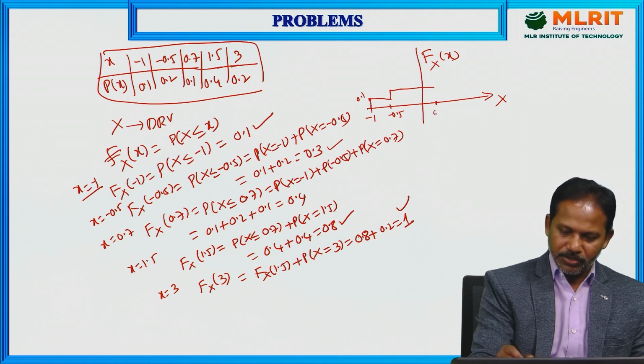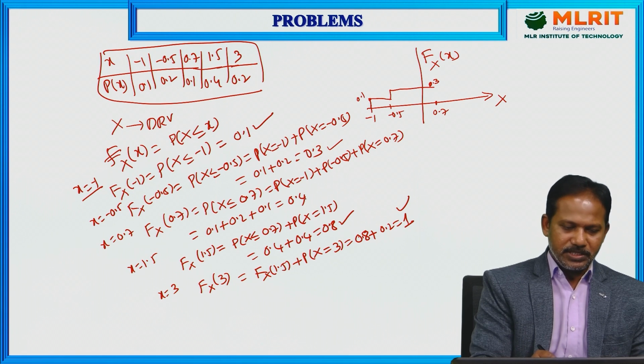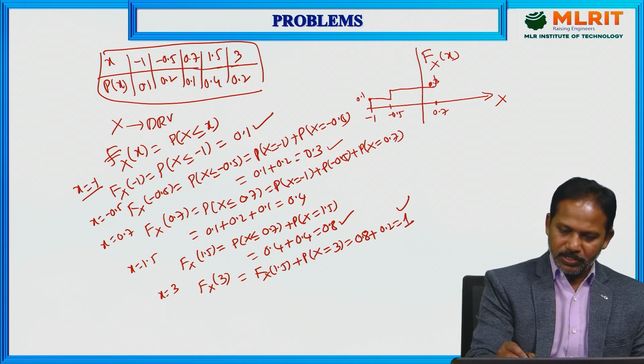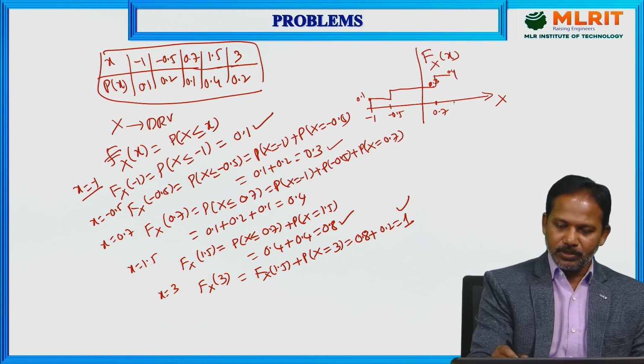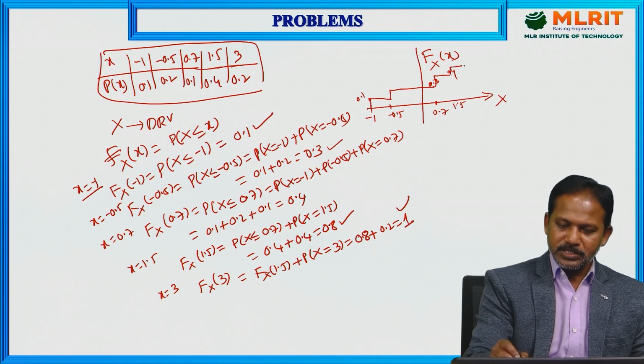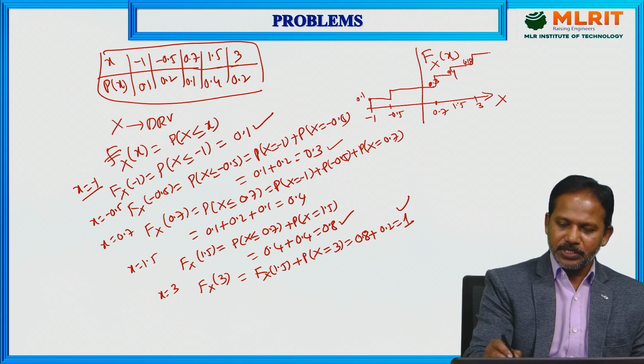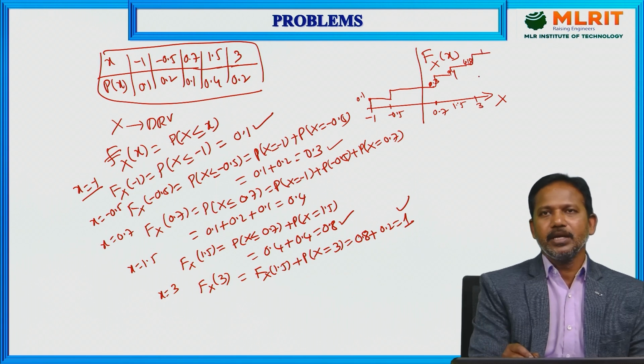Next sample, assume this is the point. This value is 0.3. Next, at 0.7, my value is 0.4, so the value increases up to 0.4. Next, at 1.5, my value is 0.8. Next, at the third sample, my value is 1. So this is the probability distribution function.